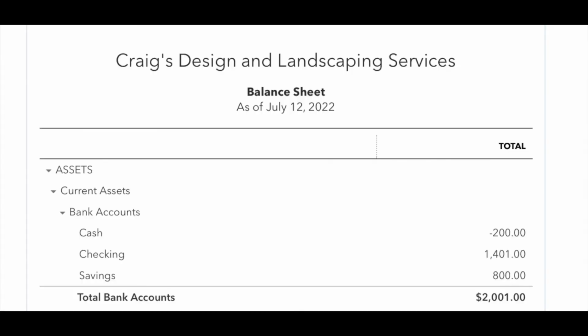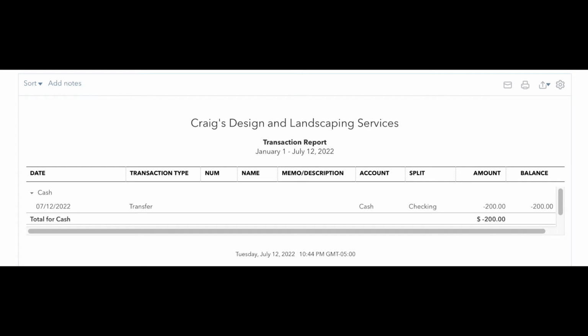By recording that refund deposit into the checking account as a transfer from cash, we can now see a negative $200 balance in the cash account on our balance sheet. When we click on the negative $200, you see the transfer that we just recorded.